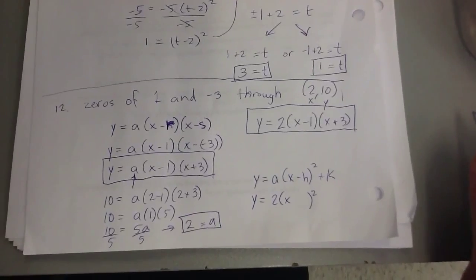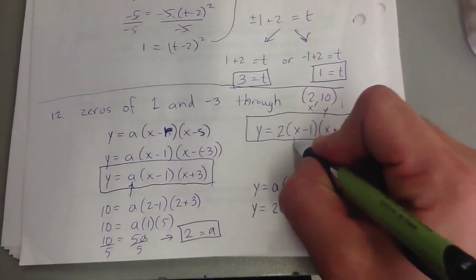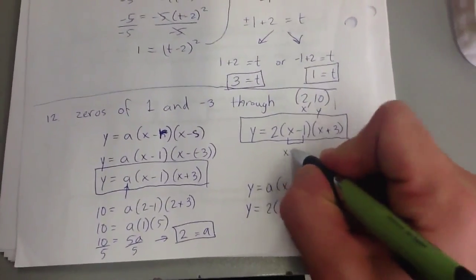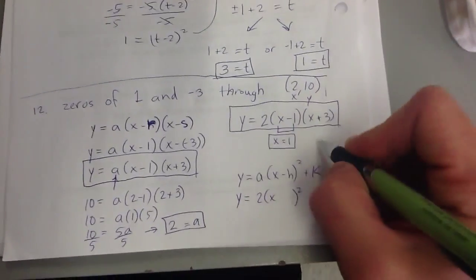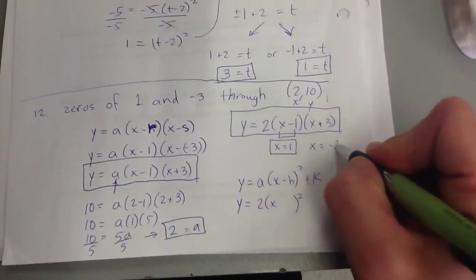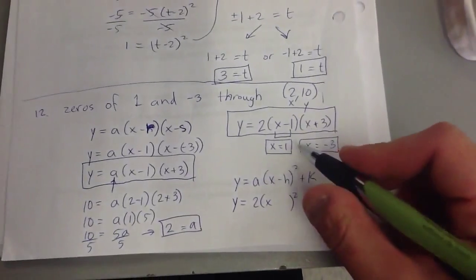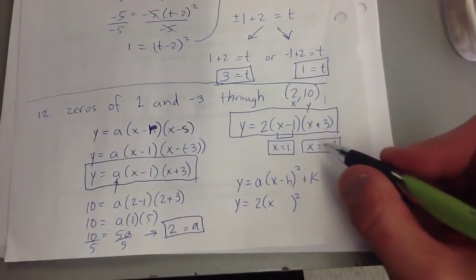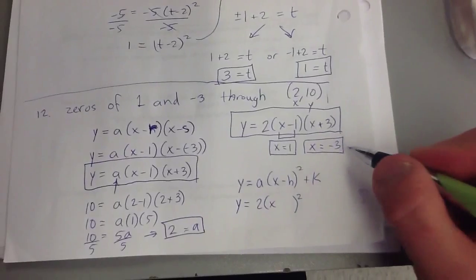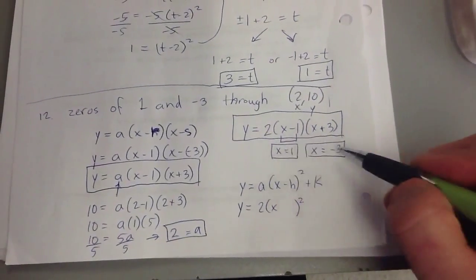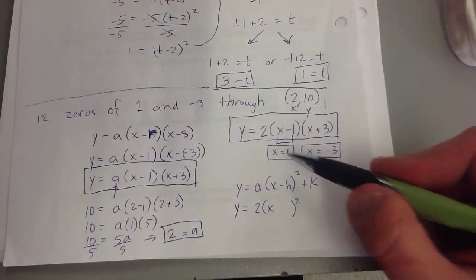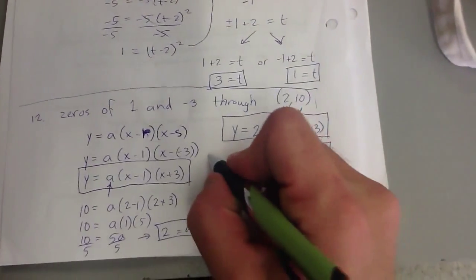It's very easy to figure out what h is because I know my x-intercepts. Over here, my x-intercept is 1, and from here, my x-intercept is -3. So if my x-intercepts are 1 and -3, I can figure out what the middle term would be. The middle term would be the middle between these two terms. That's where the vertex is.